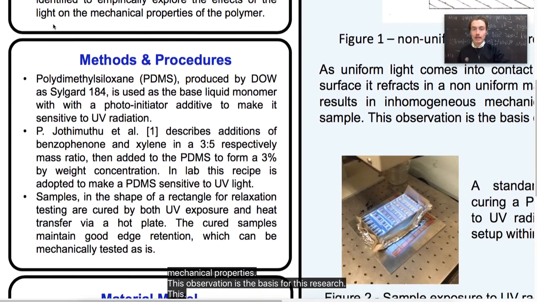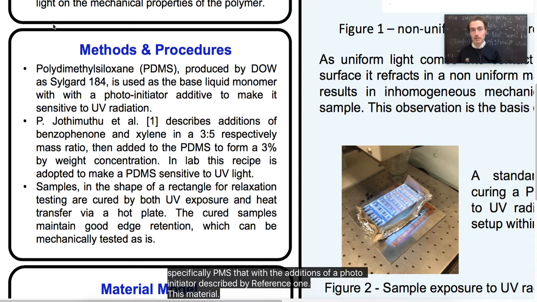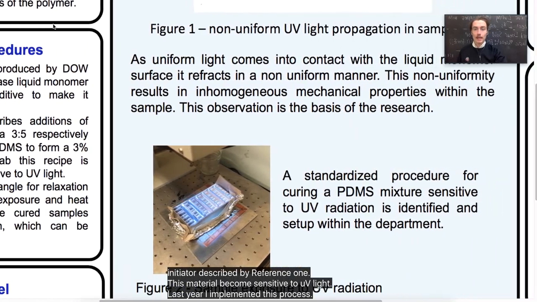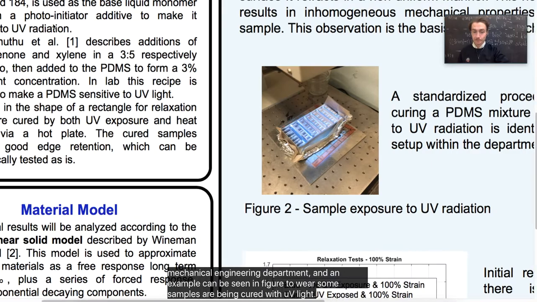This research began with identifying a polymer, specifically PDMS, that with the additions of a photoinitiator described by reference 1, the material becomes sensitive to UV light. Last year, I implemented this process within the mechanical engineering department, and an example can be seen in figure 2 where some samples are being cured with UV light.